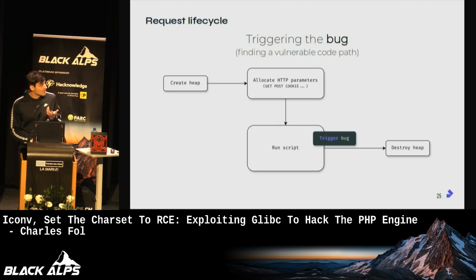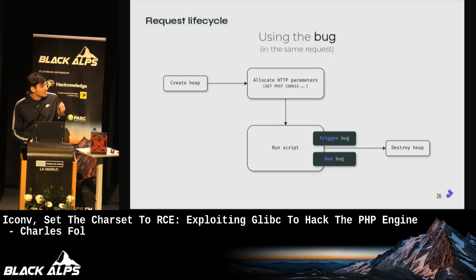To give you a better idea of this, you also have to understand that in between the triggering of the bug and the usage of the bug, you cannot inject any more data, because you've sent your HTTP parameters and that's it, the script is running by itself. So you need to find a way to send HTTP parameters that will trigger the bug, also set up the heap beforehand, and then also use the bug at the same time during the execution of the same script. This is what makes it really hard to exploit binary bugs in PHP remotely.